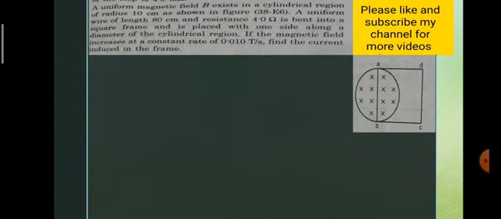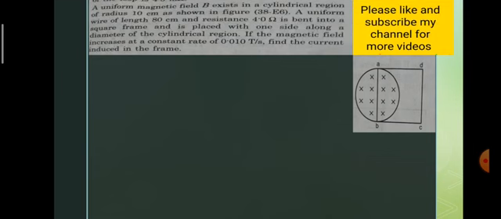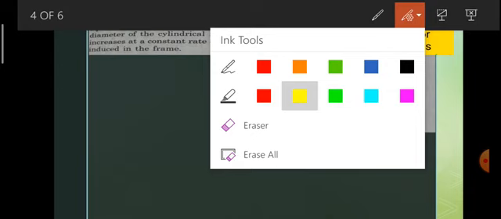Okay, so let's understand this question. A uniform magnetic field exists in a cylindrical region of radius 10 cm, shown in this figure. A uniform wire of length 80 cm and resistance 4 ohm is bent into the shape of a square and is placed with one side along a diameter of this cylindrical region. If the magnetic field increases at a constant rate of 0.01 Tesla per second, we have to find the current induced in this frame.